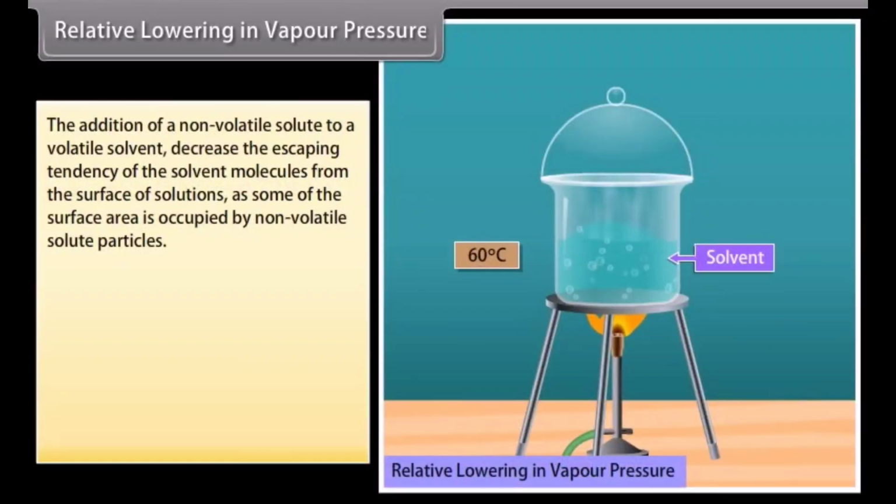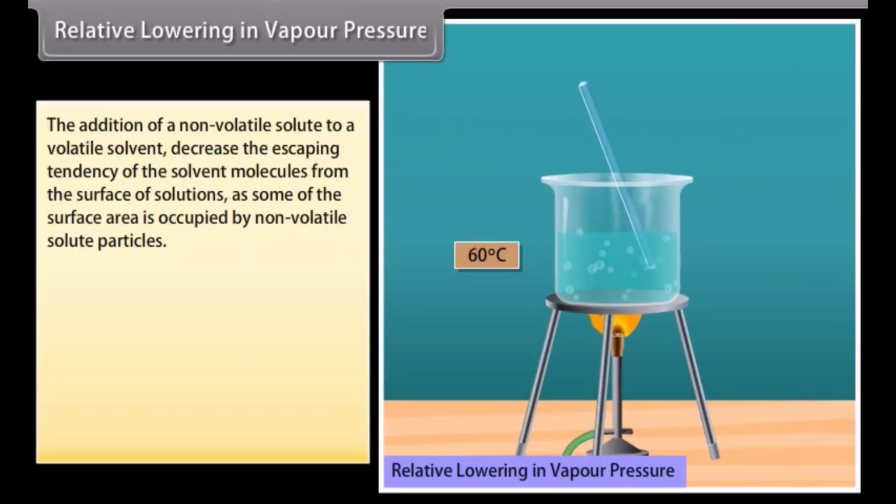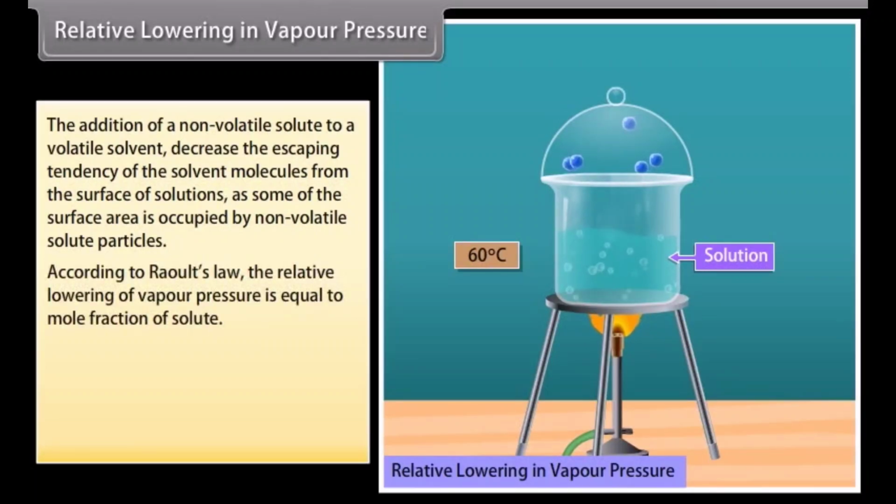Relative lowering in vapor pressure. The addition of a non-volatile solute to a volatile solvent decreases the escaping tendency of the solvent molecules from the surface of solutions, as some of the surface area is occupied by non-volatile solute particles. According to Raoult's law, the relative lowering of vapor pressure is equal to the mole fraction of solute. Thus, PA0 minus P upon PA0 is equal to XB, which is equal to NB upon NA plus NB.